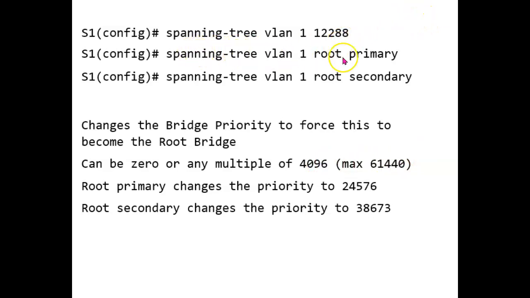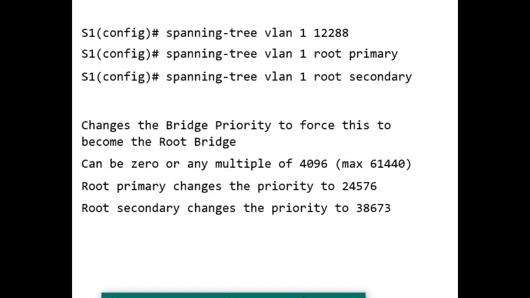I can also use this command, spanning tree VLAN 1 root primary. What that does is change the priority to 24576. I can also say spanning tree VLAN 1 root secondary, and that changes it to 38673. Now the reasoning for this primary and secondary thing is if something goes down, I want this bridge, the secondary, to become the root bridge.